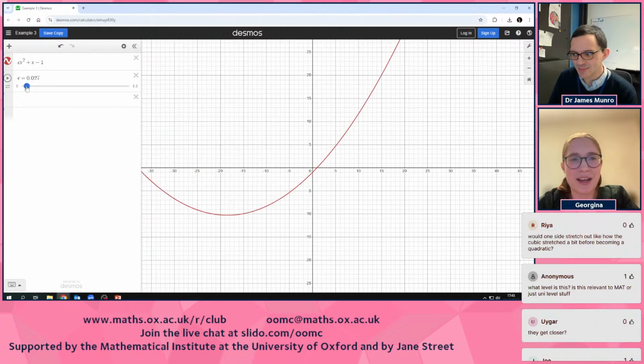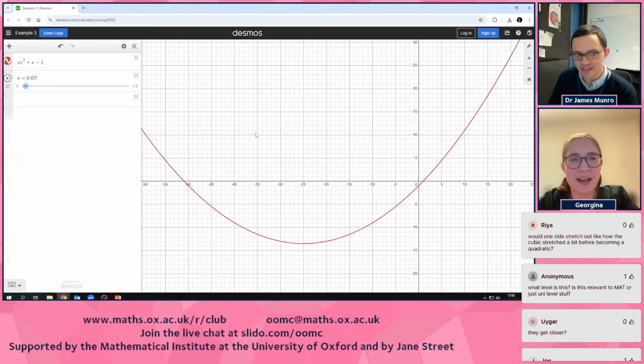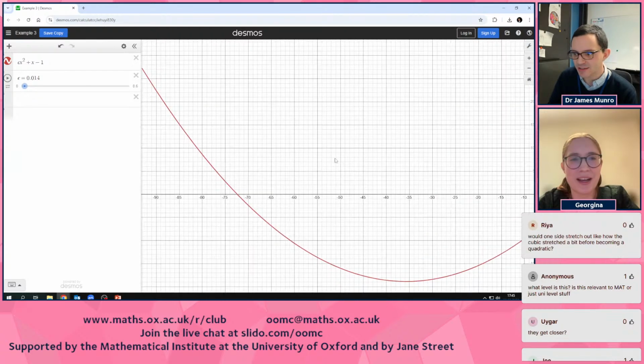So as I make epsilon small, one of those roots is staying still near 0, and the other one has gone off the screen to the left. It's disappearing off to -50, -60, where's it gone? -100. Go ahead.